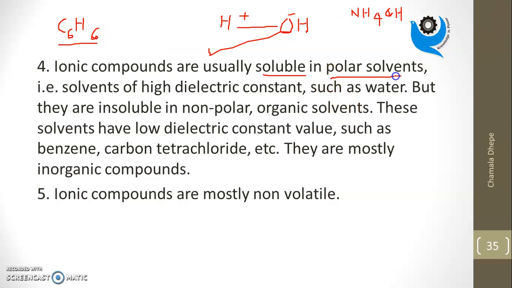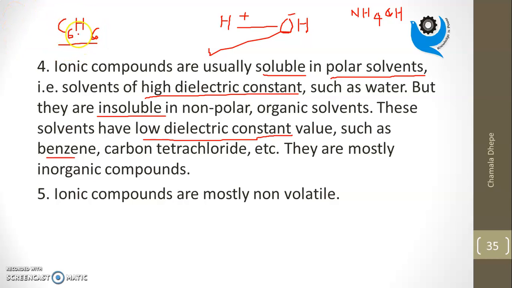In polar solvents, ionic compounds are soluble because they have a high dielectric constant. Okay, but they are insoluble in non-polar solvents like organic solvents. These solvents have a low dielectric constant. Which are the examples of non-polar solvents? That is benzene, carbon tetrachloride, CS2, carbon disulfide.